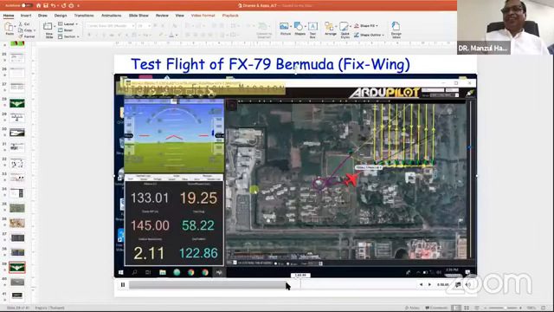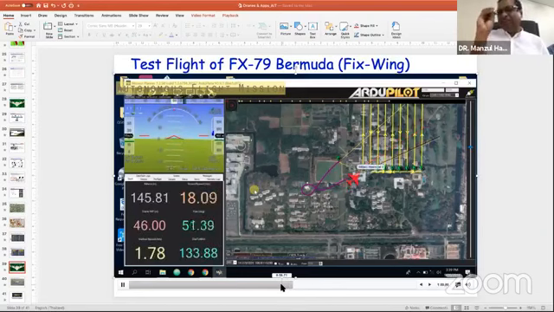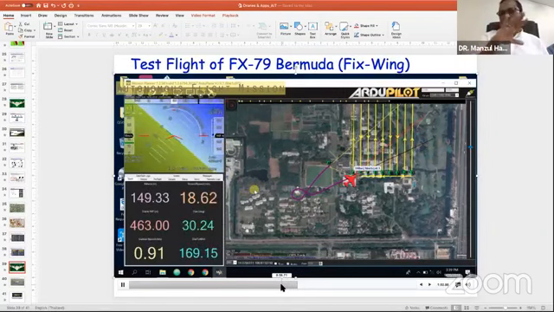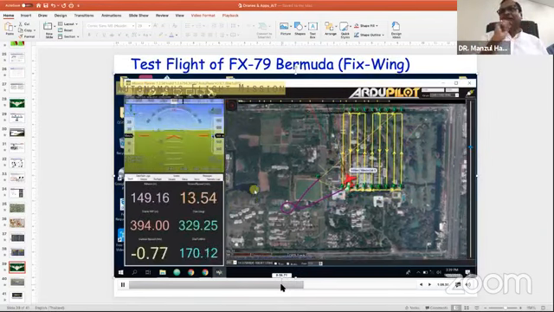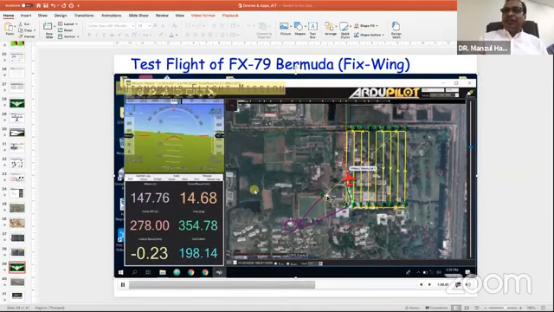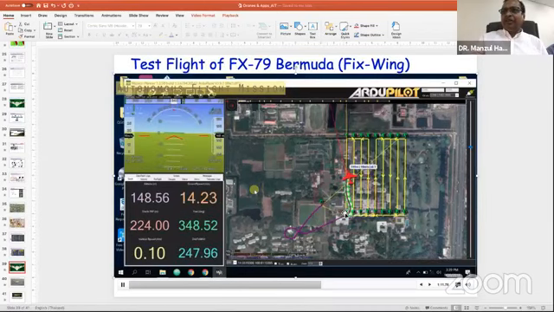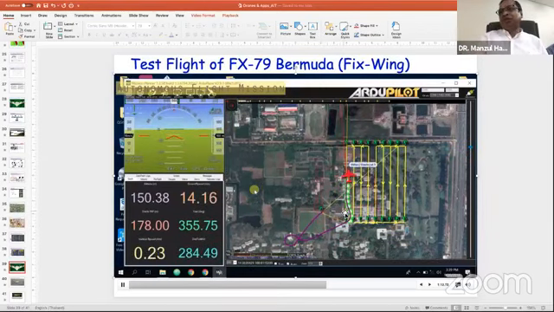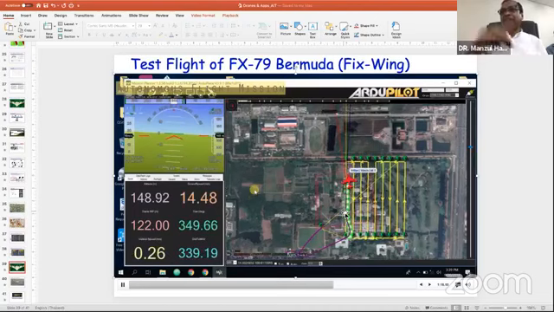Sorry, this is some camera in the front we just put. This is not for photographs, just to see where it goes. So now you see, after initial takeoff, it will follow the path which we have given. This is the AIT football ground.